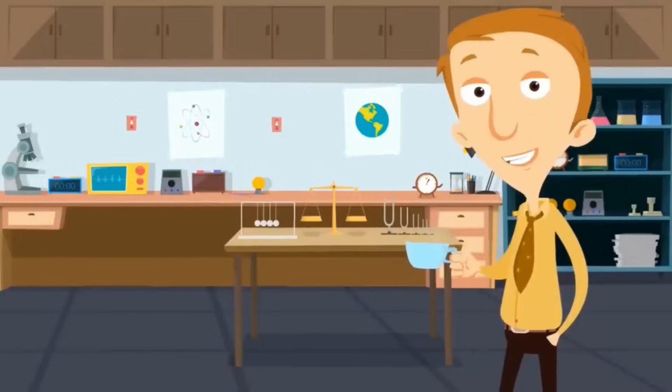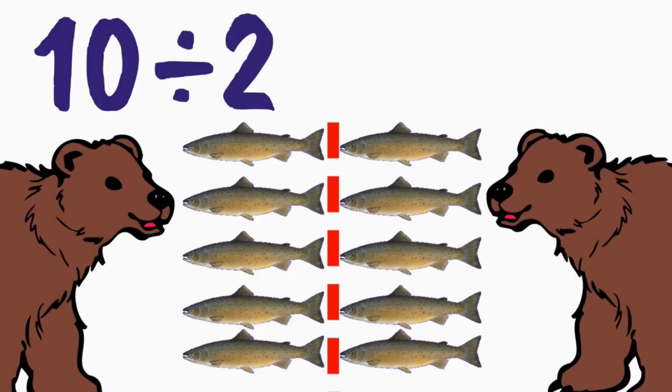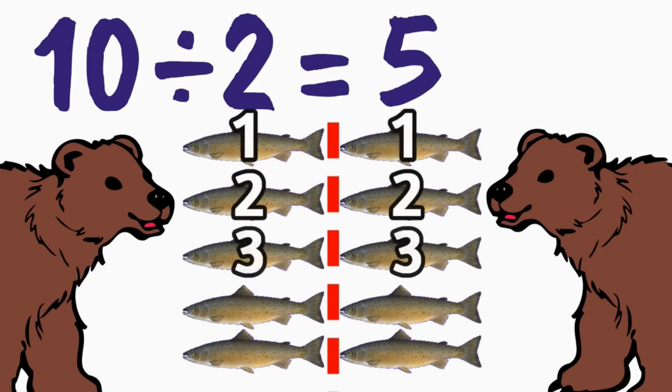So there are a total of 10 fish, and we are dividing the 10 fish into 2 groups, 1 for each bear. 10 divided by 2. The quotient, the answer to the division problem, will tell us how many fish each bear gets. What is 10 divided by 2? Yeah, 5. Great. 10 divided by 2 equals 5. And you can see each bear gets 1, 2, 3, 4, 5 fish. 10 divided by 2 equals 5.